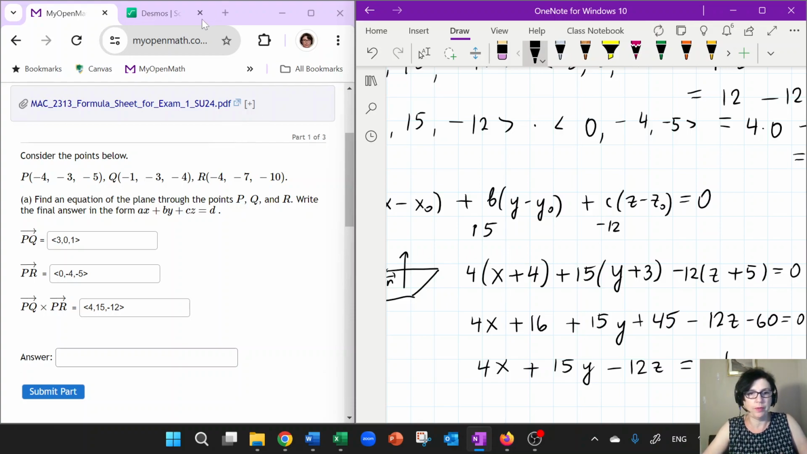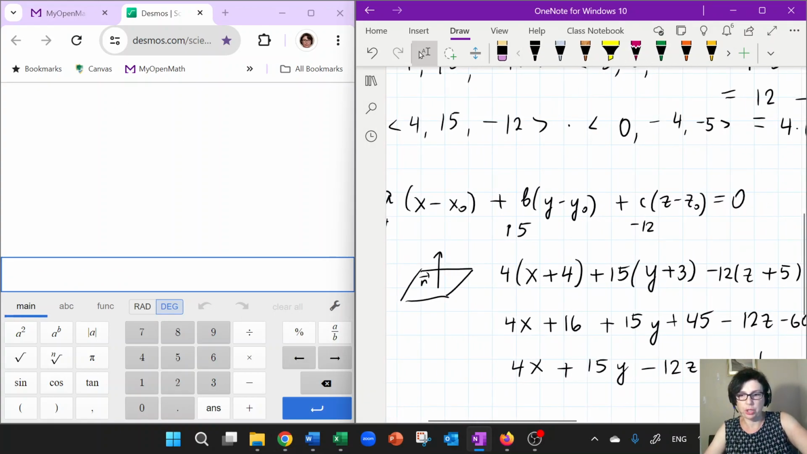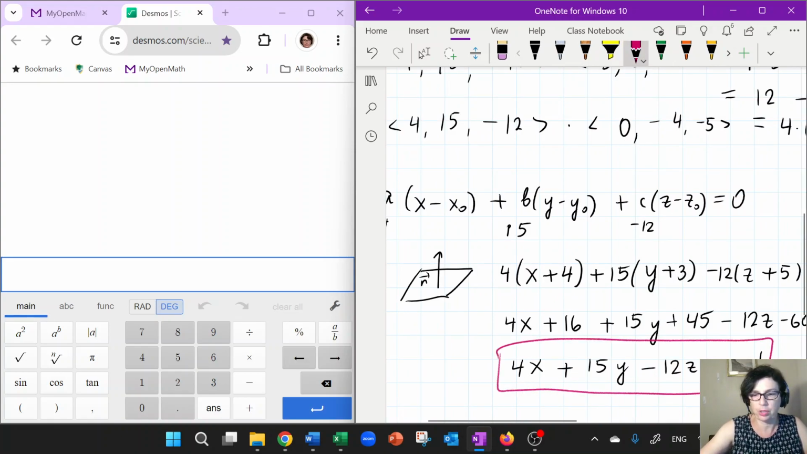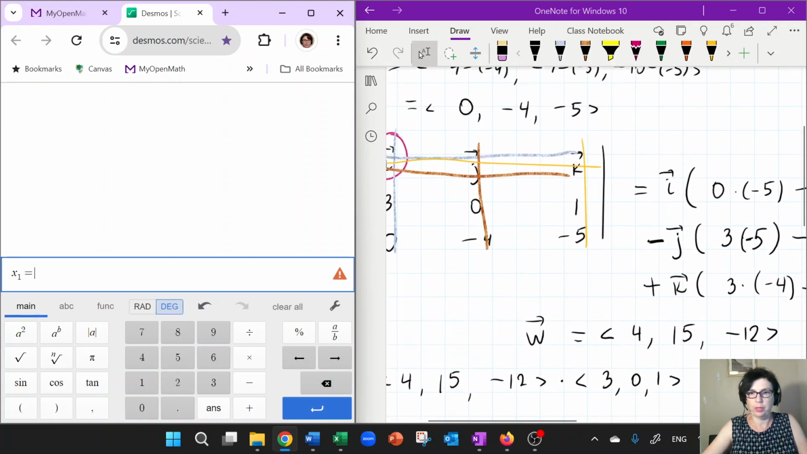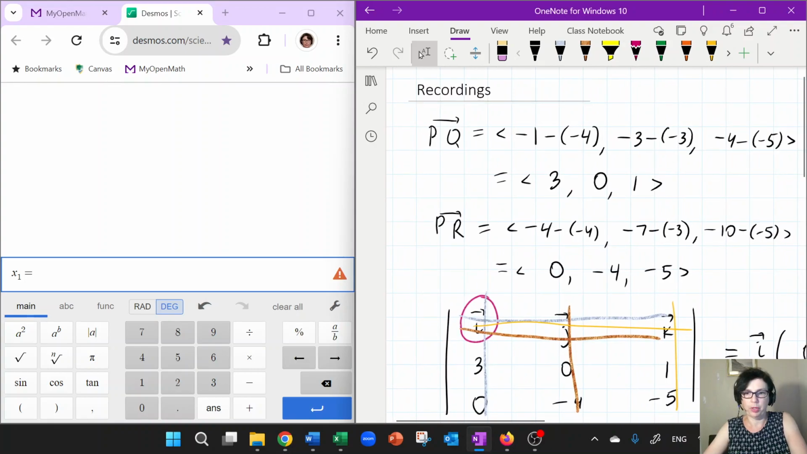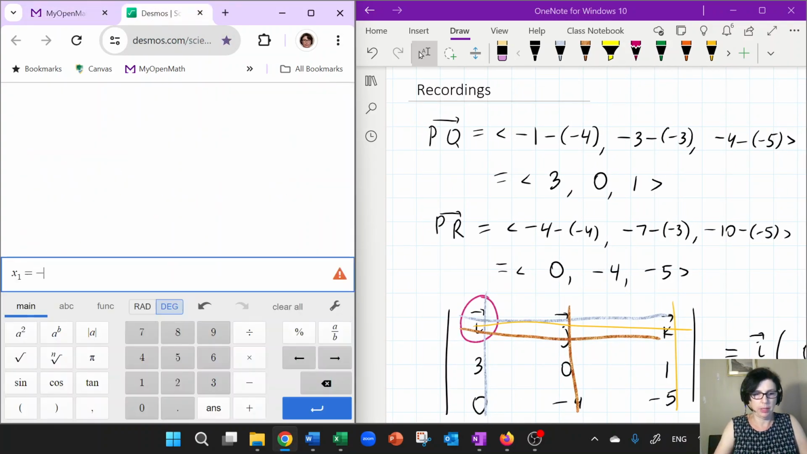Now, how do I know if this is right? So what you can do is you're going to have to substitute each of the original points into the equation of the plane and see if the answer is correct. So I will say, okay, let's take the first point. The very, very first point we started with. So what was the first point? Minus 4, minus 3, minus 5.